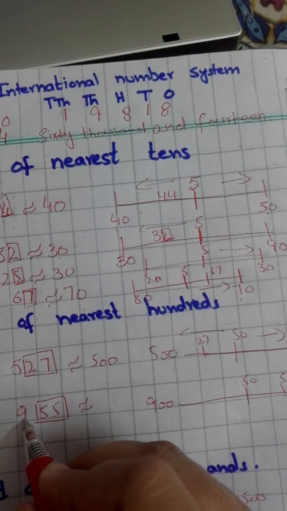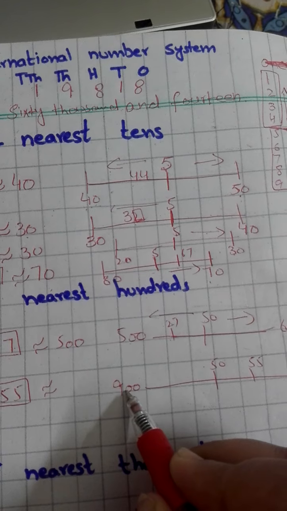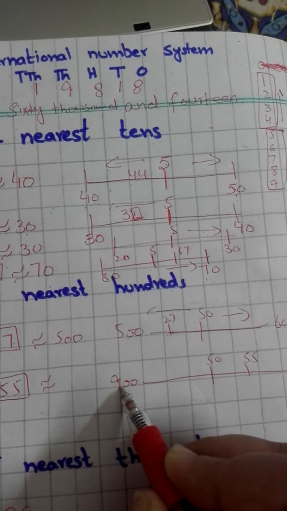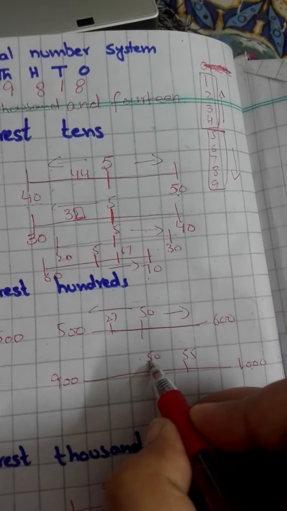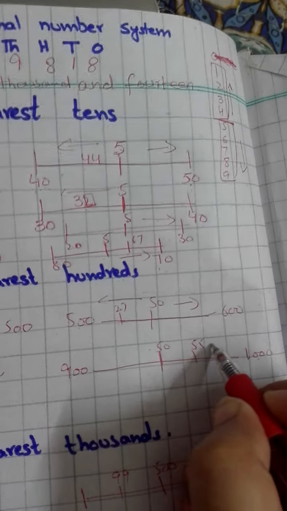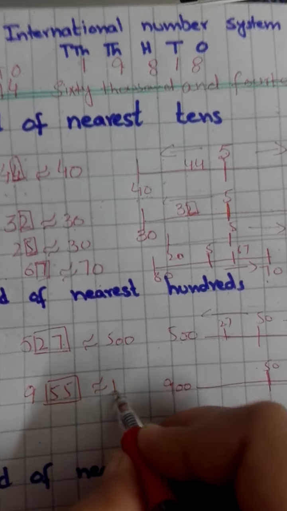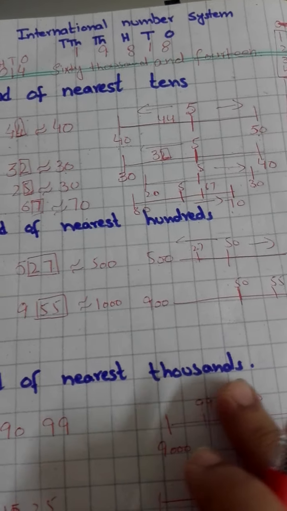Now our next value is 955. 955 is between 900 and 1000. Now we check the tens value, which is greater than 50. So it moves to 1000. Round to the nearest thousand.